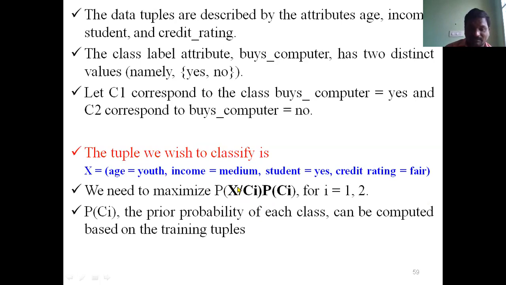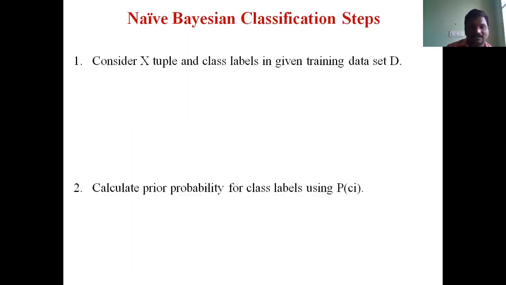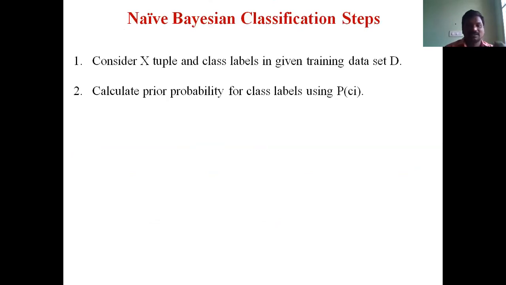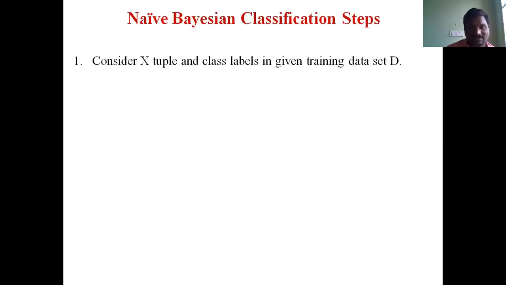product values here. How do you identify the product value? The a priori probability of each class, Pi, can be computed based on the training tuples. Based on the training tuples, you will identify the Pi value. This is naive Bayesian classification. What is the step-by-step process, the algorithm format, for naive Bayesian classification?